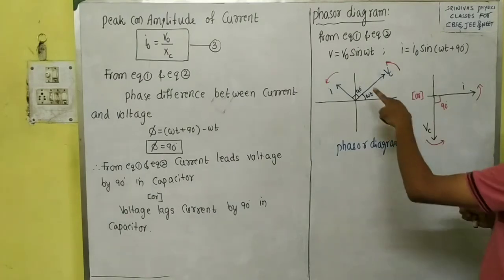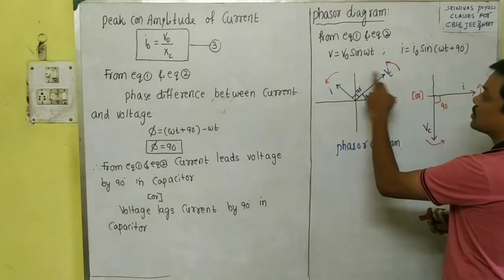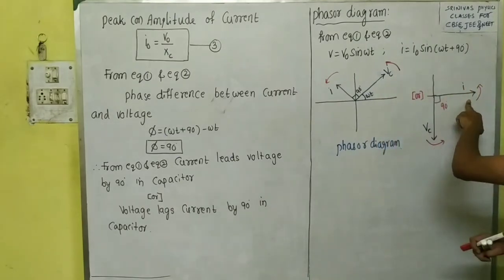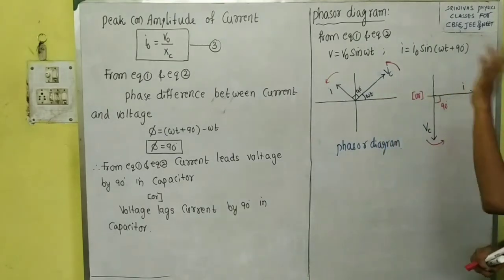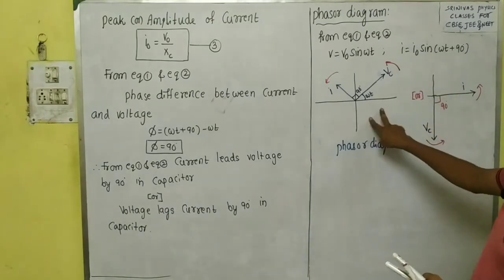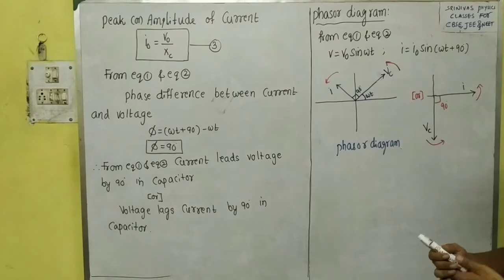In the previous diagram we wrote voltage here, current here, meaning voltage leads, current lags. In the AC through inductor and AC through capacitor phasor diagrams, we can draw simply either like this or like this.